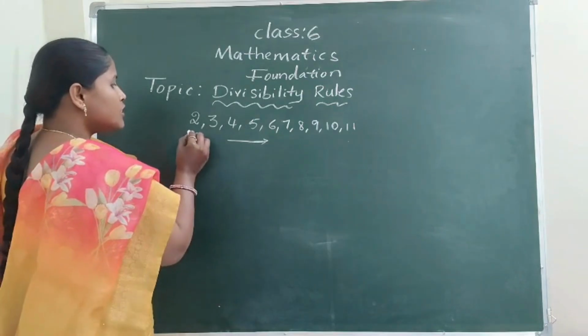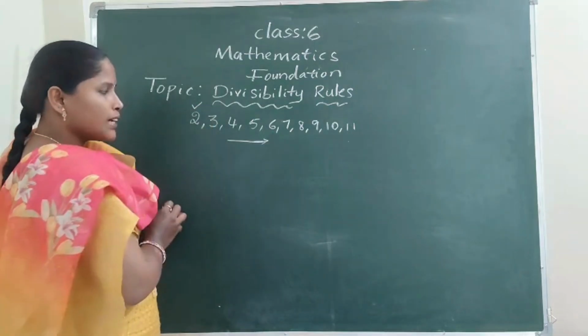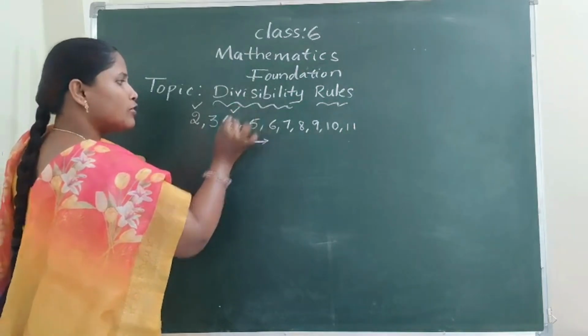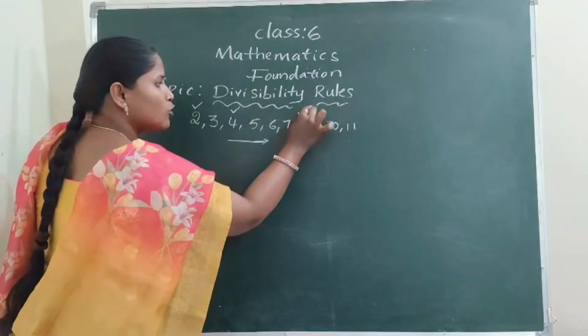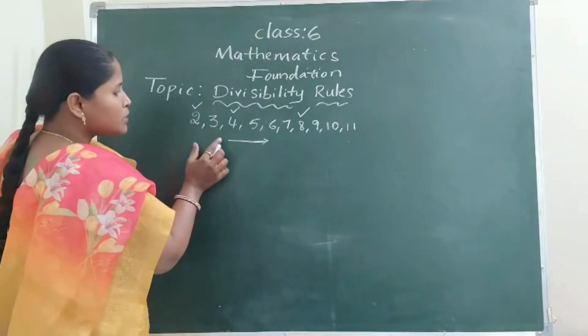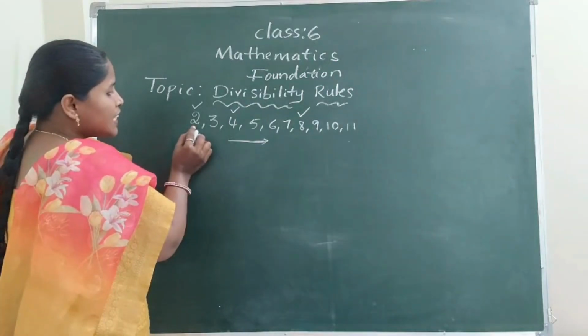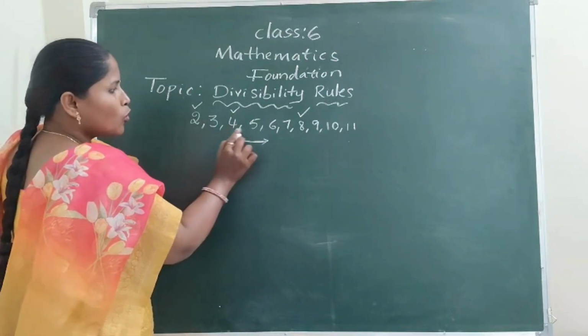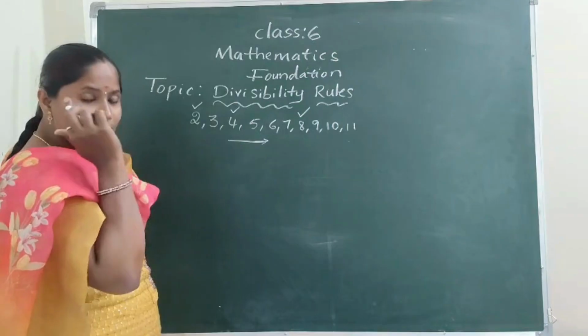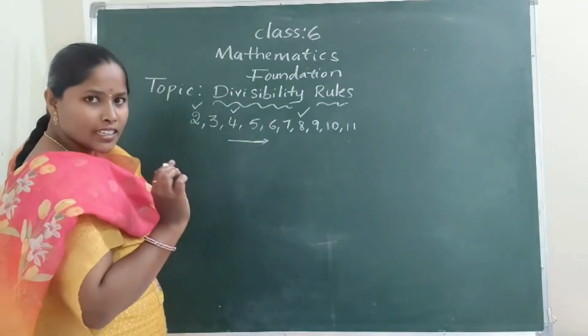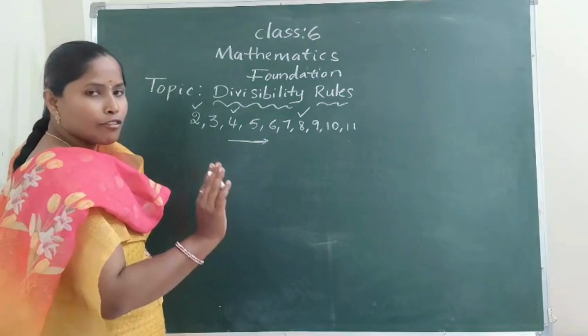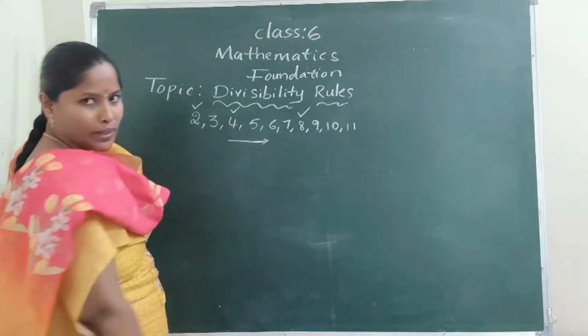First, I will explain the divisibility rule for 2. Next, the divisibility rule for 4. Then the divisibility rule for 8. Why am I explaining in this manner? Because there is a relationship between 2, 4 and 8, so that children will understand very clearly and will never forget this topic.